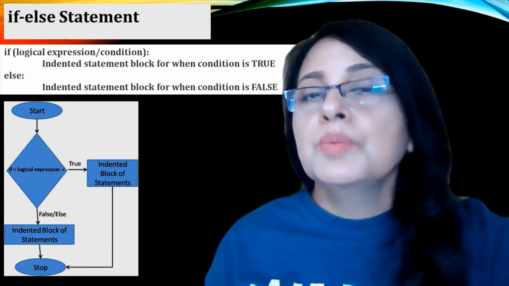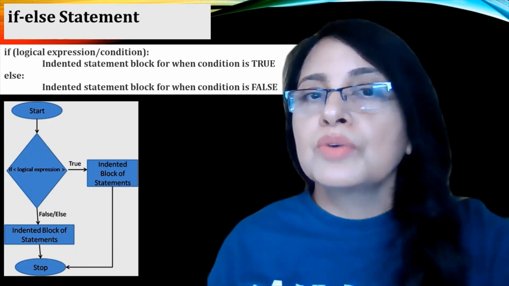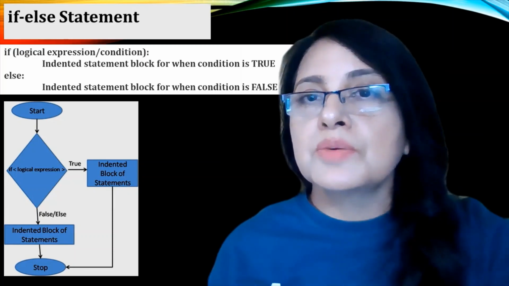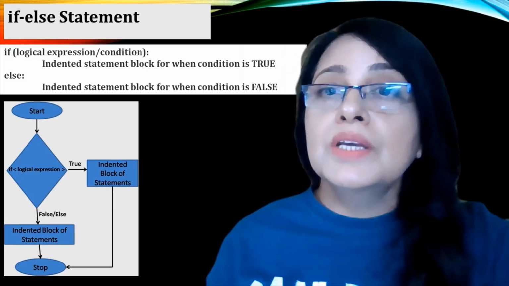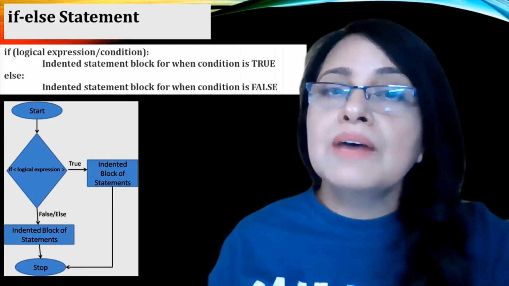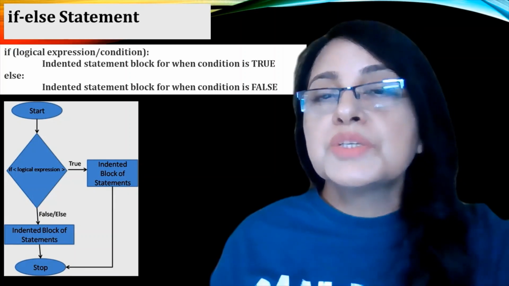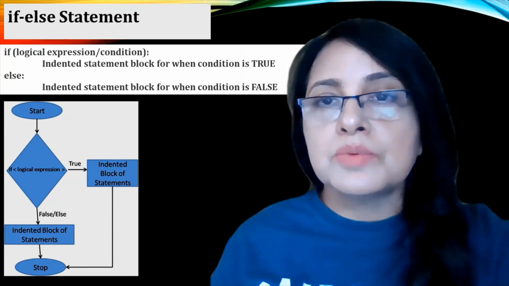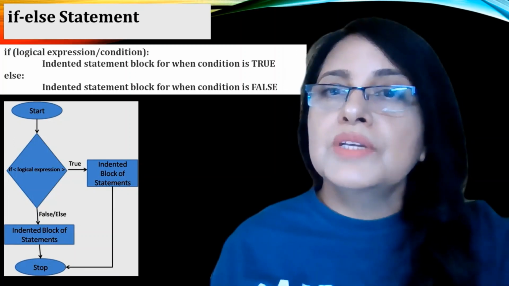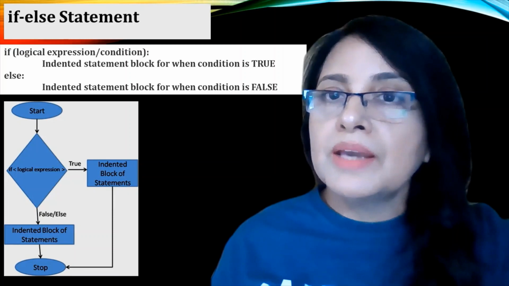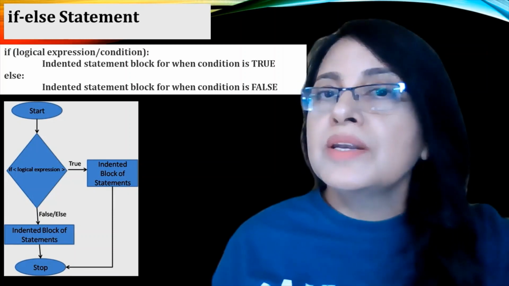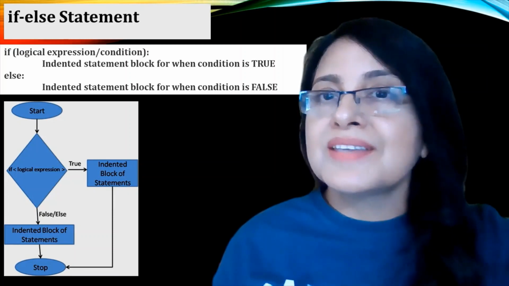In the if-else statement, we have the same condition checked with the keyword if, and if the output is true, we have an indented block of statements which will be executed. However, if the output is false, we have another block of indented statements which will follow and get executed. So only one of these indented blocks will be executed and both will never get executed at the same time.